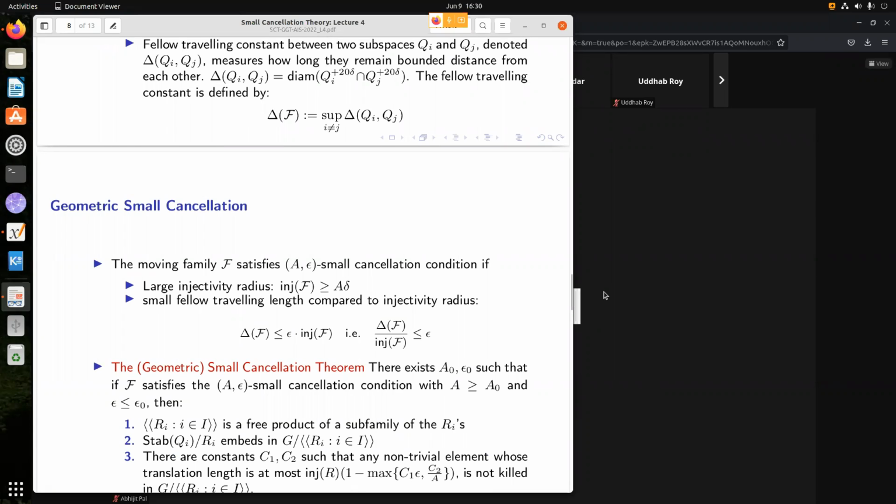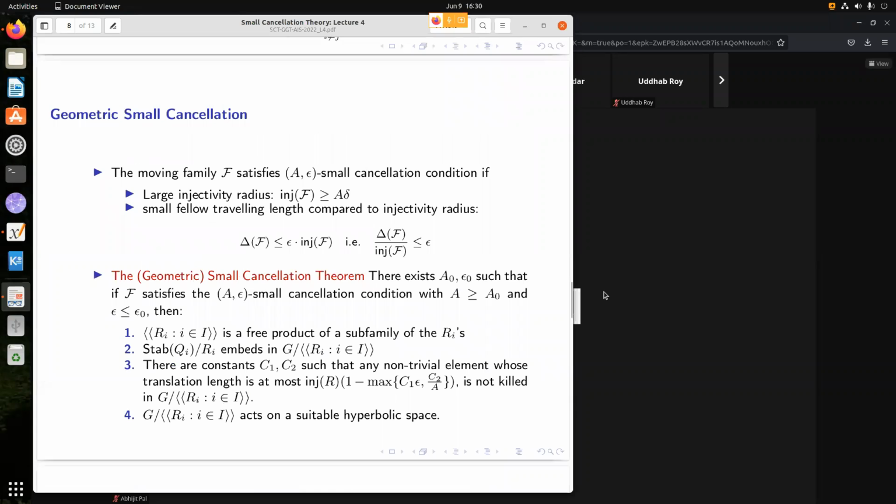So this is a recurring theme, like the question we started with in the very beginning: what is the main problem, essentially the single question, in small cancellation theory? If you remember, we had mentioned this question, which recurs in all these situations: what is it in small cancellation theory that we are studying?